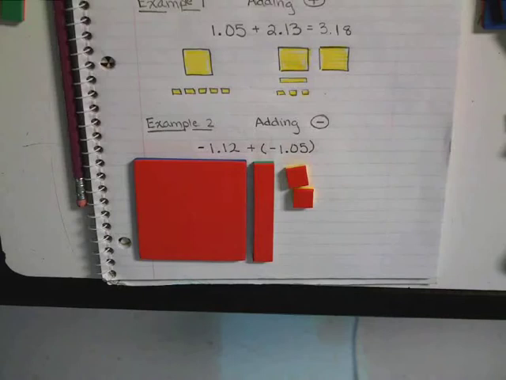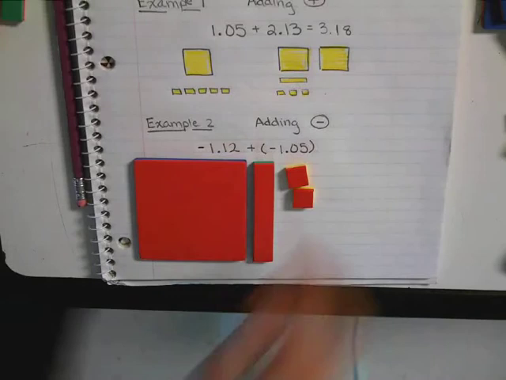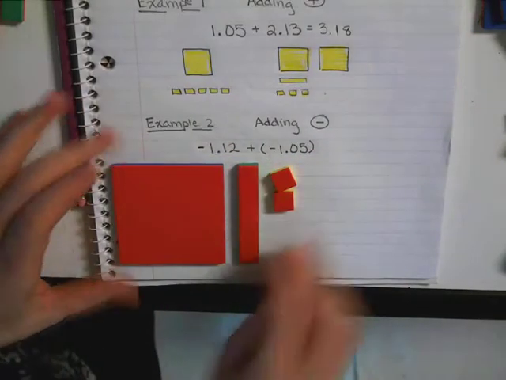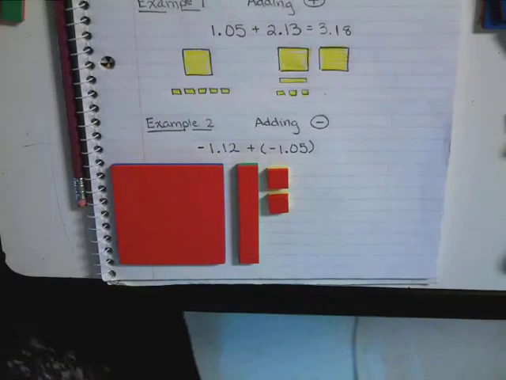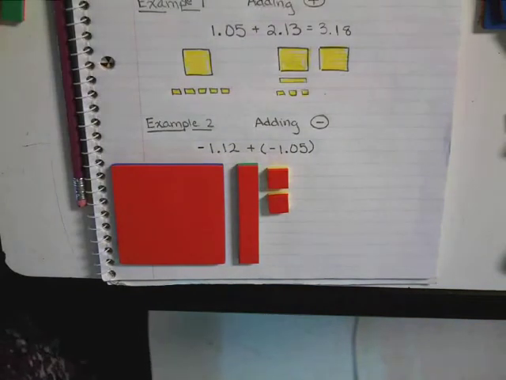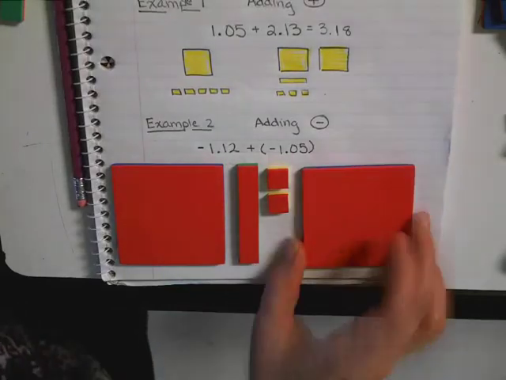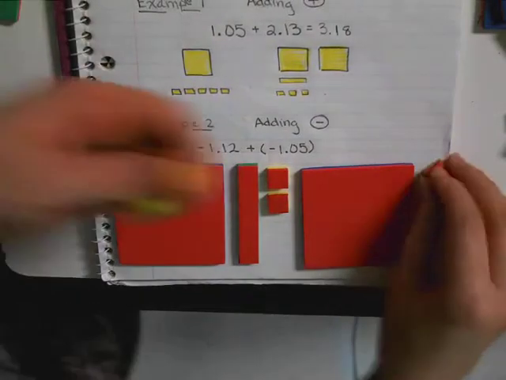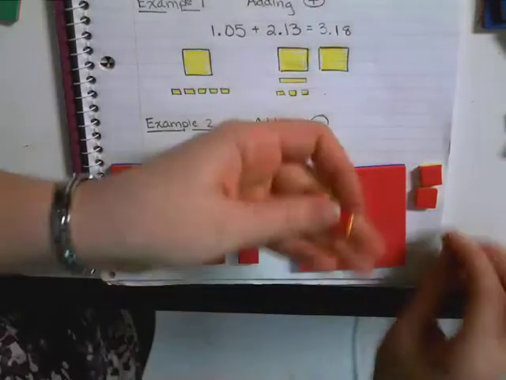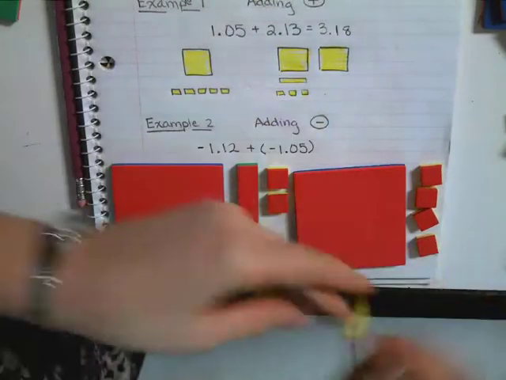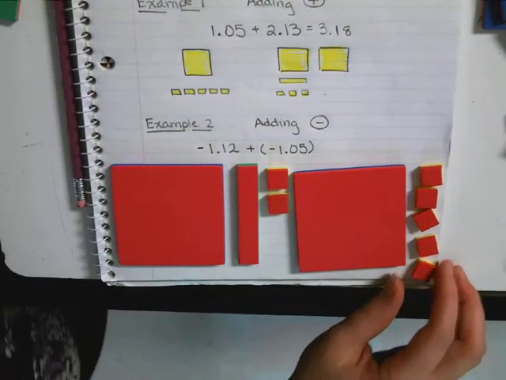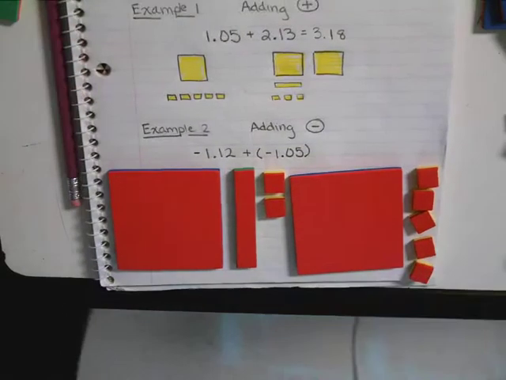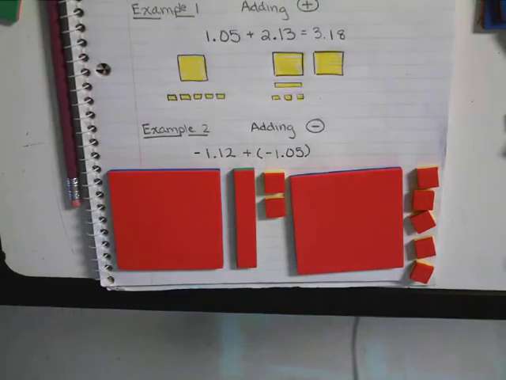All right, how can I represent -1 and 5/100? 1, and 5/100. Good. So now I have -1 and 12/100 plus -1 and 5/100.